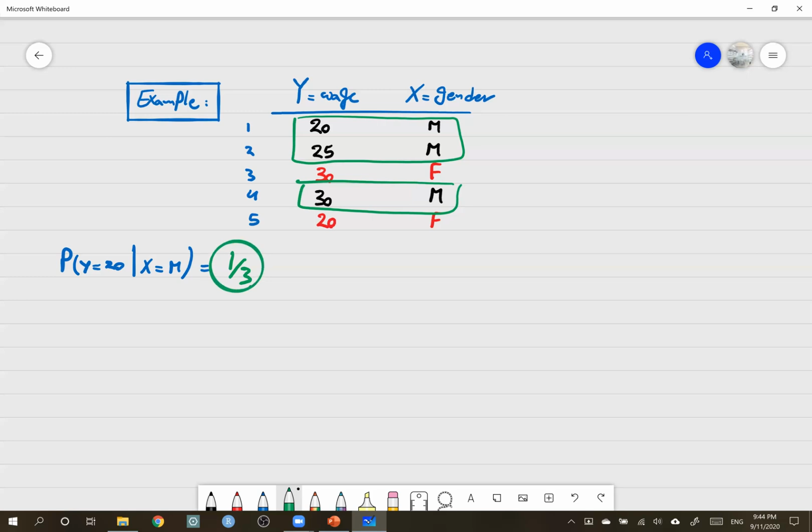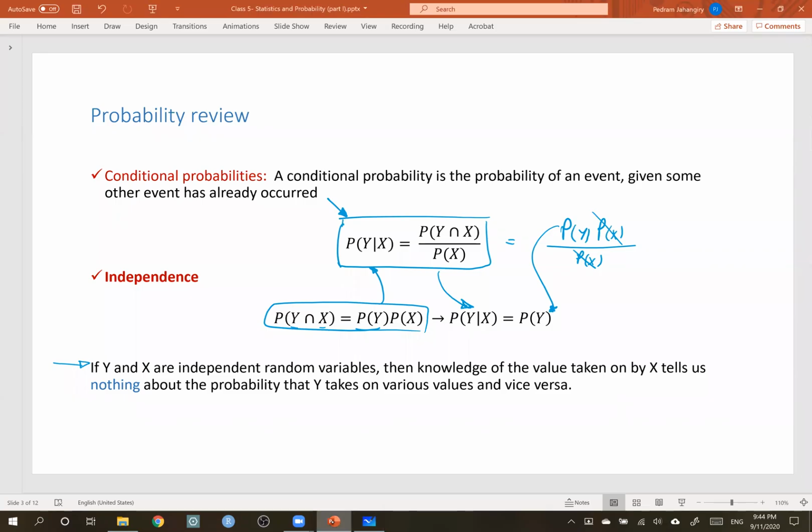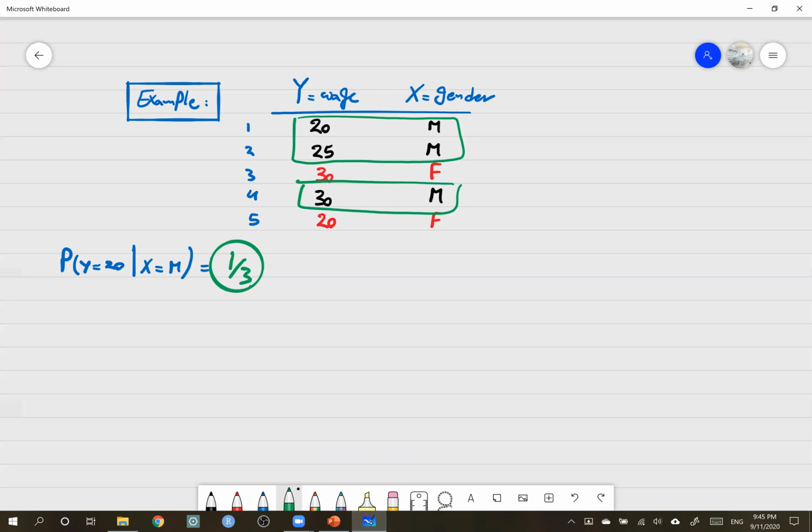Now let's go back and calculate this using the formula that we have here. Remember, probability of y given x is equal to probability of y intersect x divided by probability of x. Okay, so let's do it that way. Let me use another color. Probability of y equal to 20 given x equal to male, using that formula, is equal to probability of y equals 20 intersect x equal to male, divided by probability of x equal to male.